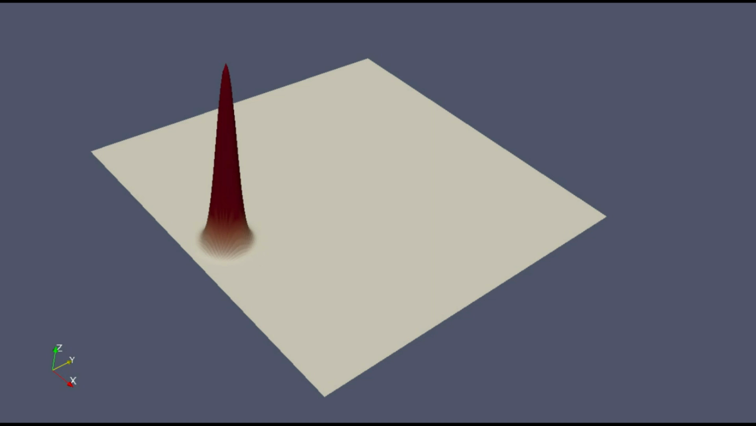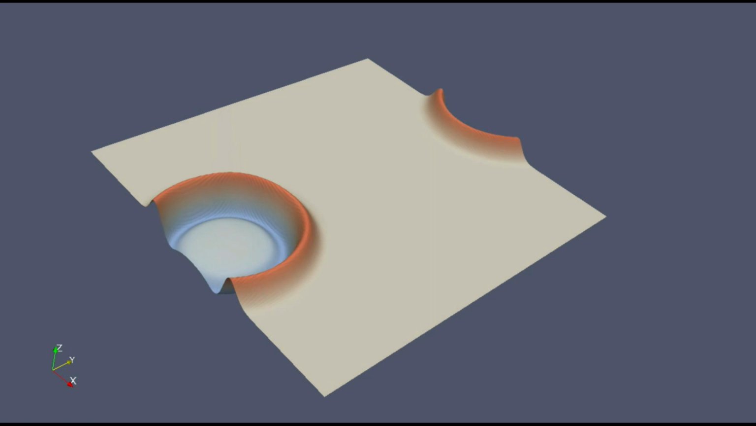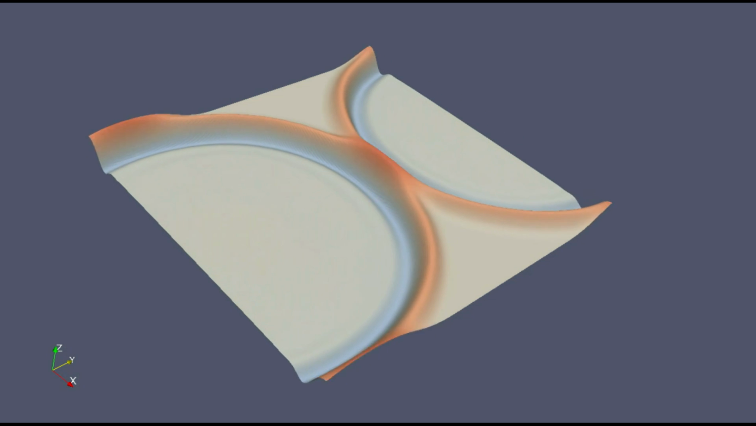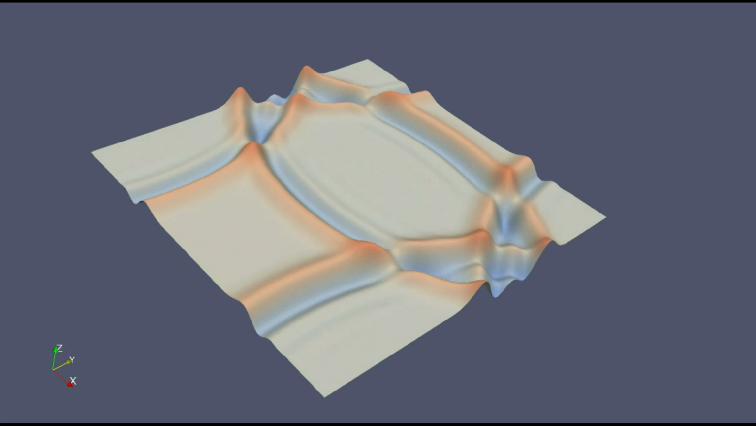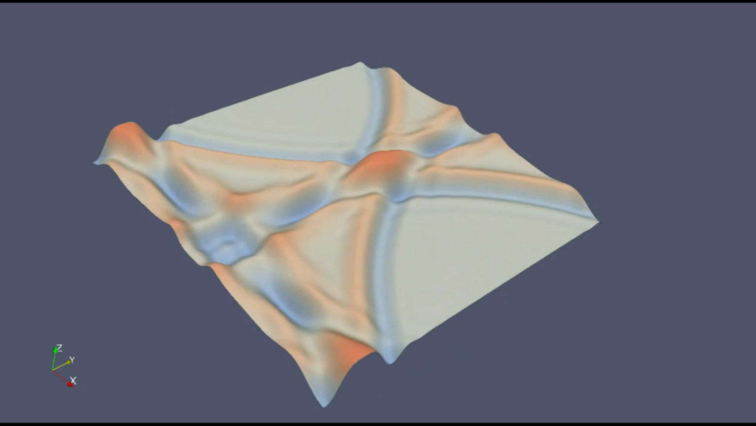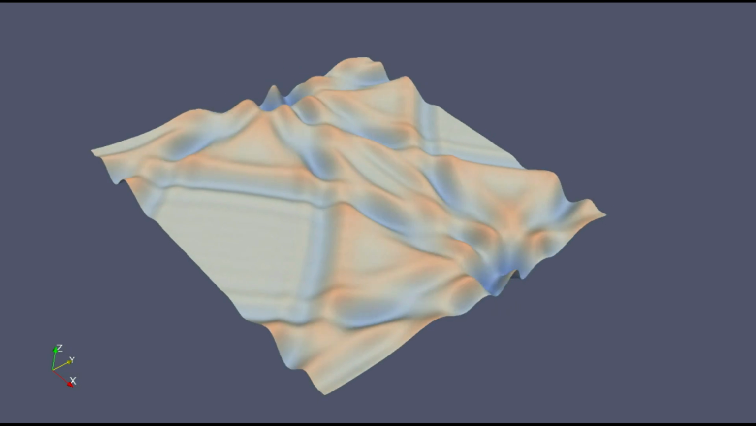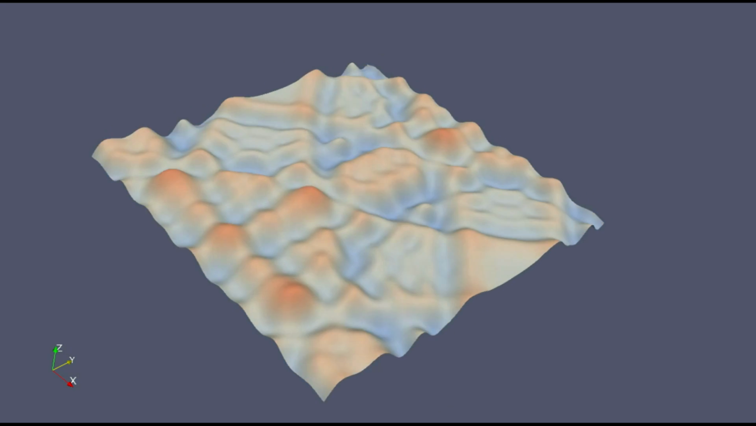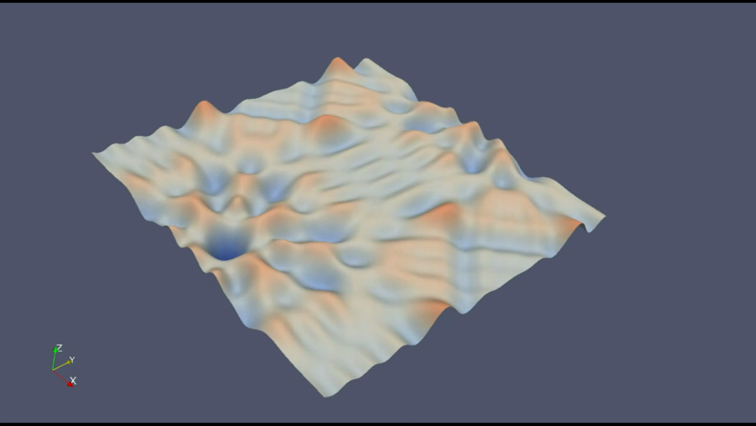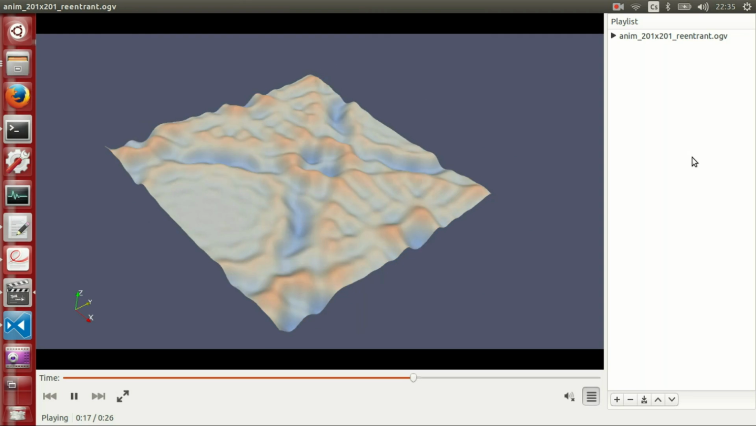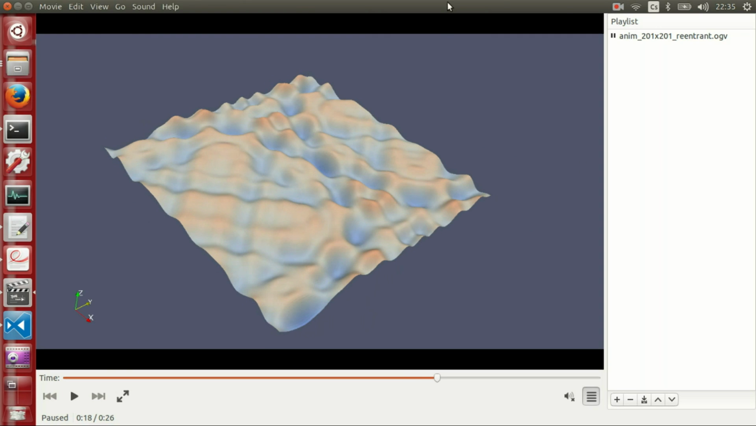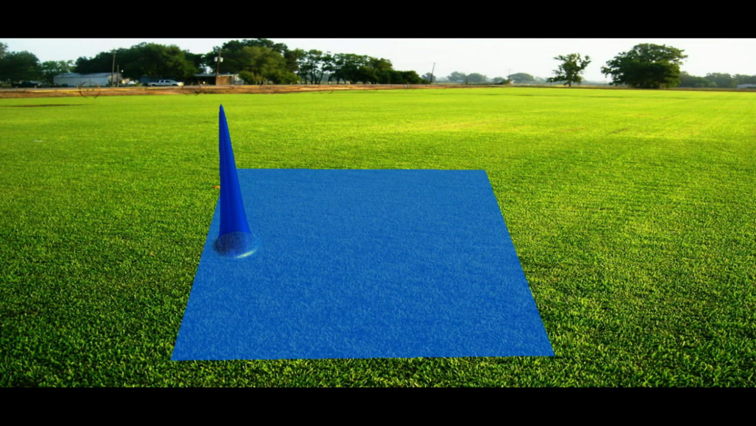Another type of boundary conditions you can have in shallow water equations is reentrant boundary conditions, which might sound a bit weird, but basically it's a condition where everything that comes out at one side comes in back from the other side. So basically it means that there are no boundaries and the whole surface is like a sphere, because the edges are actually connected.